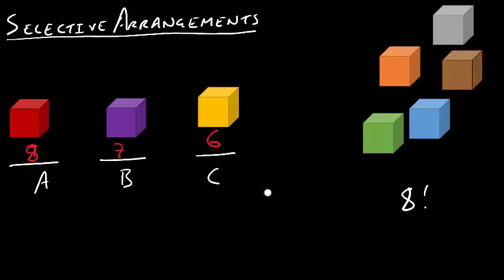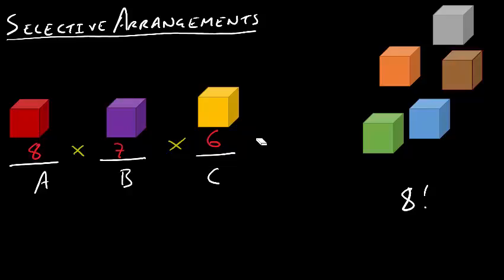So all I do then with these 3 numbers, as you've seen before, is multiply these 3 numbers together. So in other words, I've got 8 times 7 times 6, and then I stop. So that's the number of ways of arranging those 3 objects. The number of ways of arranging those 8 objects into those 3 positions is 8 times 7 times 6.